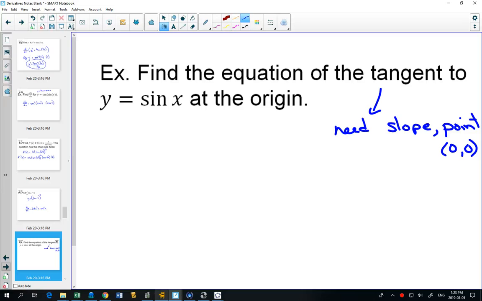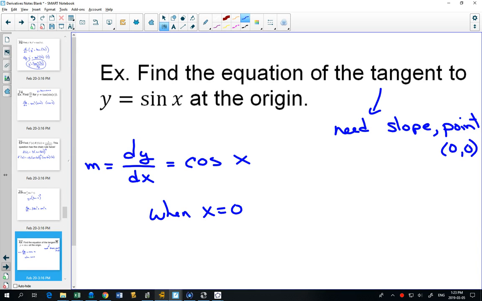Remember, our derivative finds us all of our slopes. So if I find the derivative dy dx, that will equal the slope of all my tangent lines. The derivative of sine is cos. And we're finding specifically when x is equal to 0. From your unit circle, do you remember what cos of 0 is? Think about the angle of 0. That's going to be the coordinate 1, 0 because it's a unit circle.